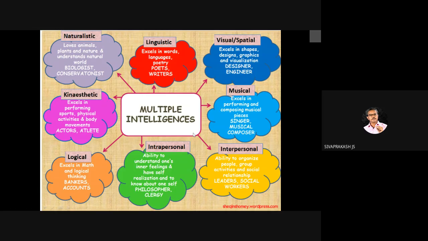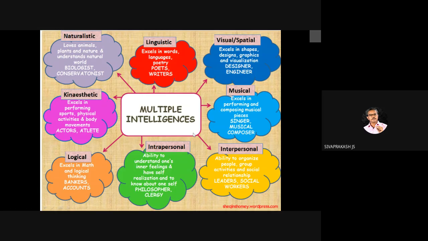Intrapersonal is the person who has the ability to understand one's own inner feelings, have self-realization and know about oneself. It's called intrapersonal. They can be a good philosopher, they can become a good clergyman, right? And they can be a good writer, good thinker, right? And logical intelligent are always excel in maths and logical thinking, right?